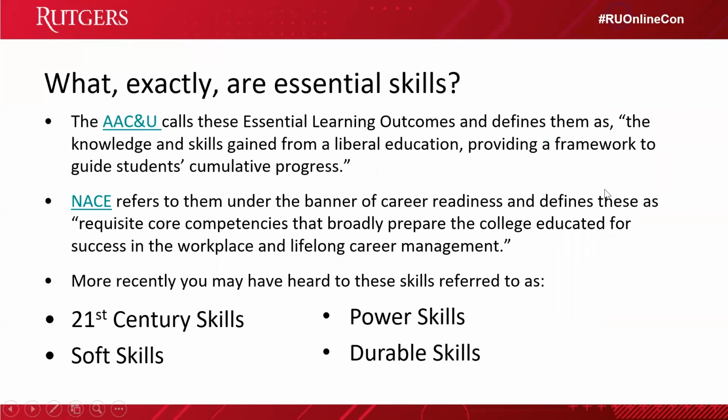So let's start with a definition of essential skills. Many folks, when they're thinking about essential skills, jump immediately to AAC&U's essential learning outcomes, and for good reason. They're a great place to start thinking about this. AAC&U defines those as the knowledge and skills gained from a liberal education that provide a framework to guide students' cumulative progress. That's a helpful thought process, but it doesn't get us down to the meat of what an actual usable skill is. You have to dig a little further.